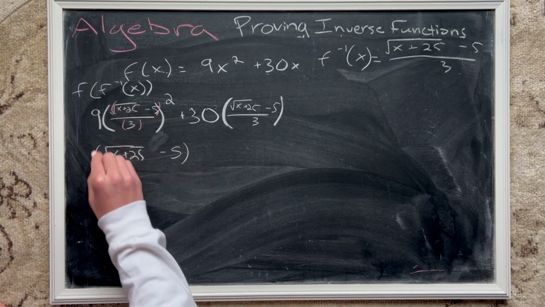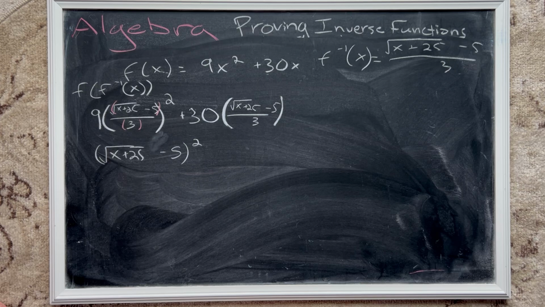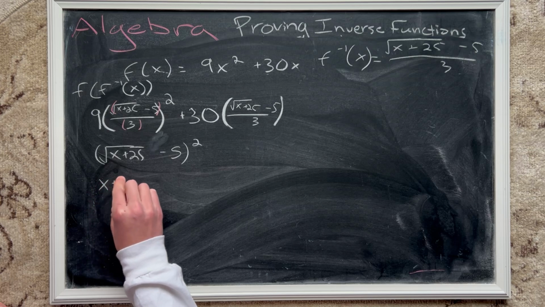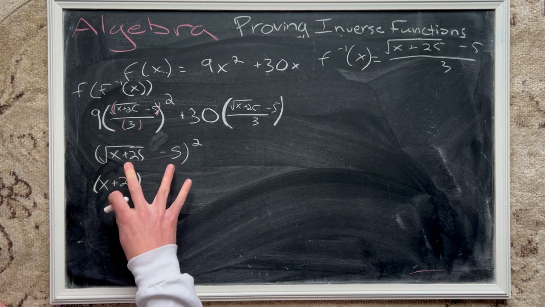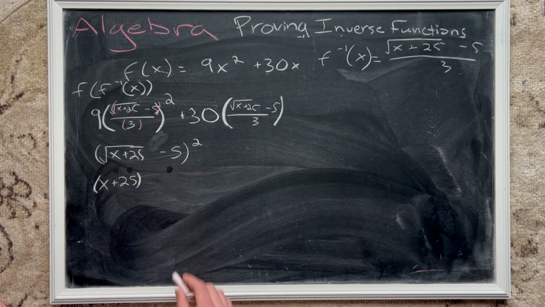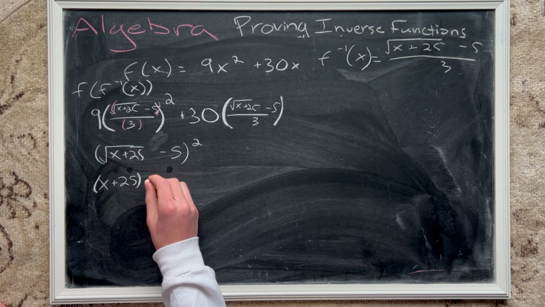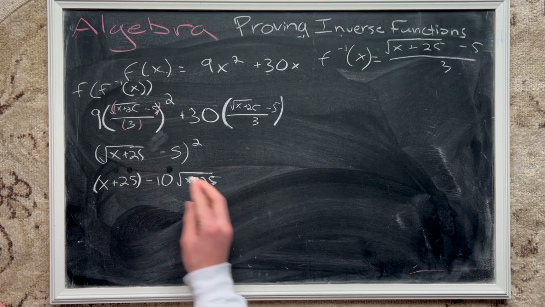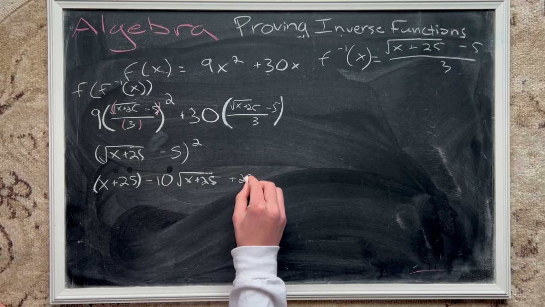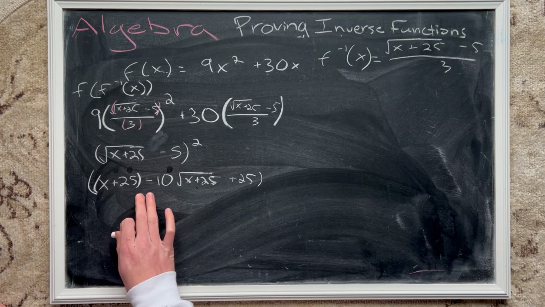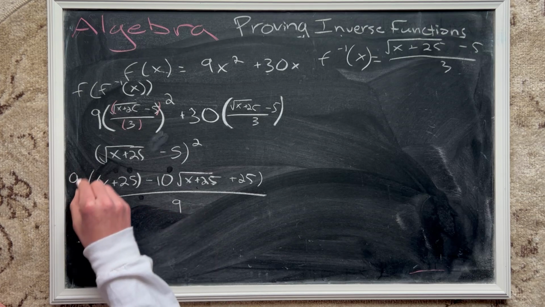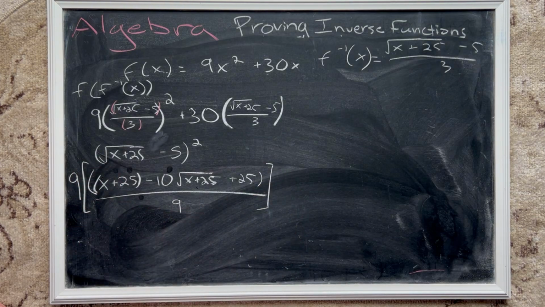Minus 5, this squared is going to be, so the first term squared is x + 25. Then 2 times the product of these terms, which is our formula for squaring a binomial, is negative 10 times the square root of x + 25. And then finally, square the last term, we get plus 25. So that is this squared. And then that's going to be over 3 squared, which is 9. And this is all going to be times 9 as well. So these 9s will cancel, leaving us with this.